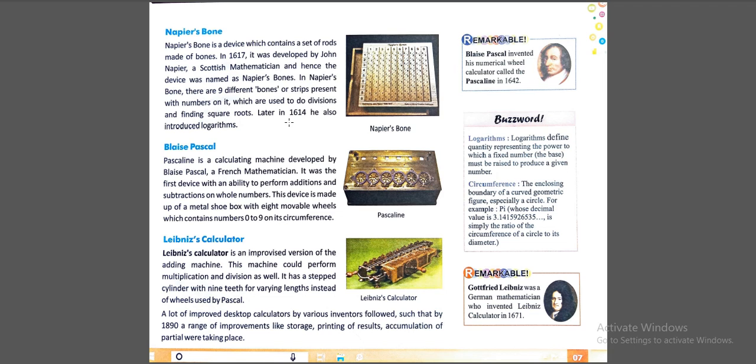There are different bones, and on them there are numbers, and those numbers are used for finding division as well as for finding the square root.